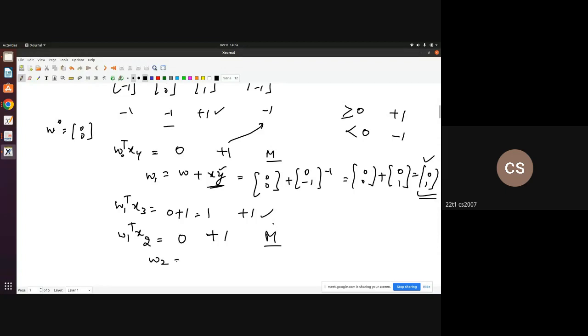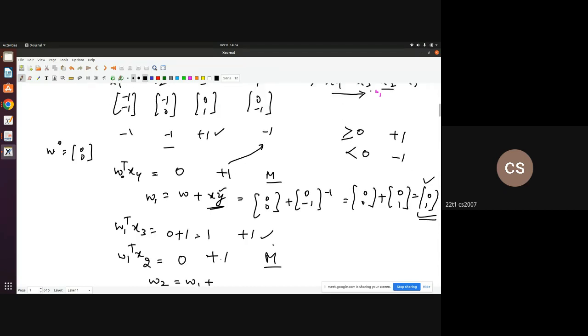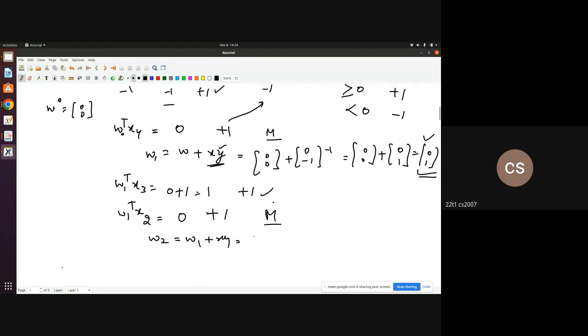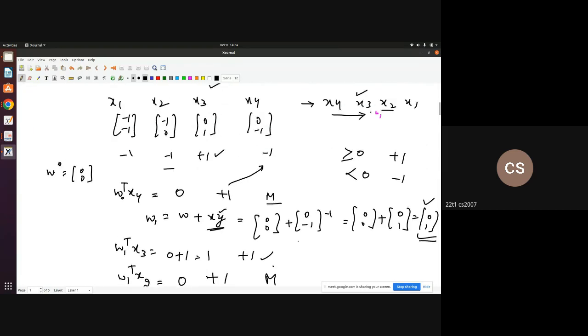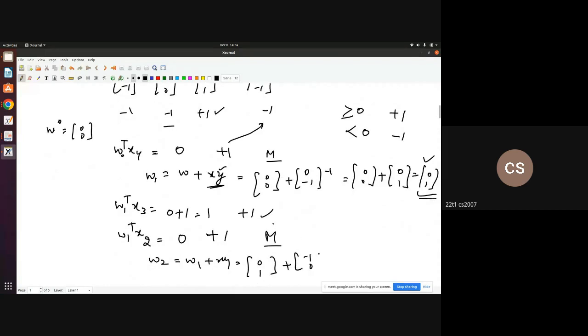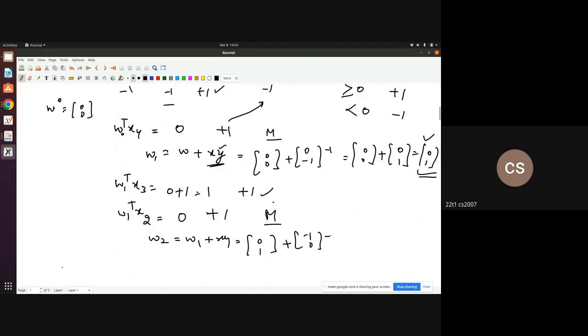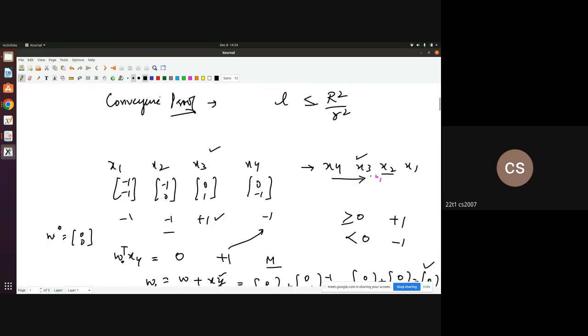So you will update w2, which is w2 is equal to w1 plus xy. So w1 is, what is w1 here? 0, 1, right? And what is x? X is -1, 0. And what is y? The actual y is -1, right? So you get 0, 1 plus 1, 0, and you get 1, 1. This is your w2. Now you move to x1 with w2.